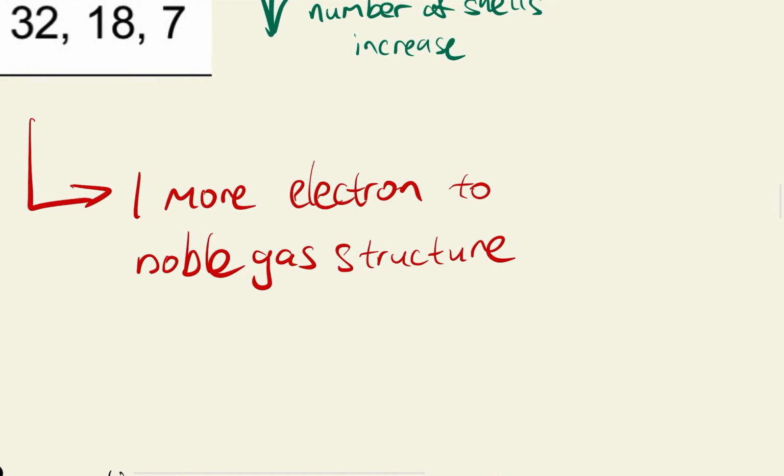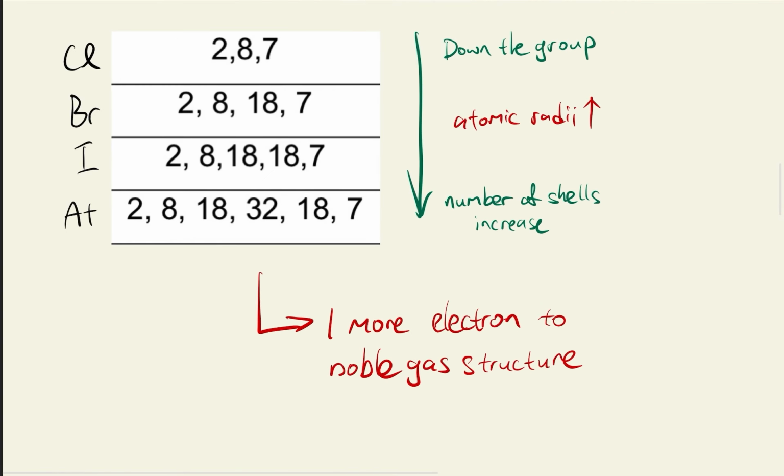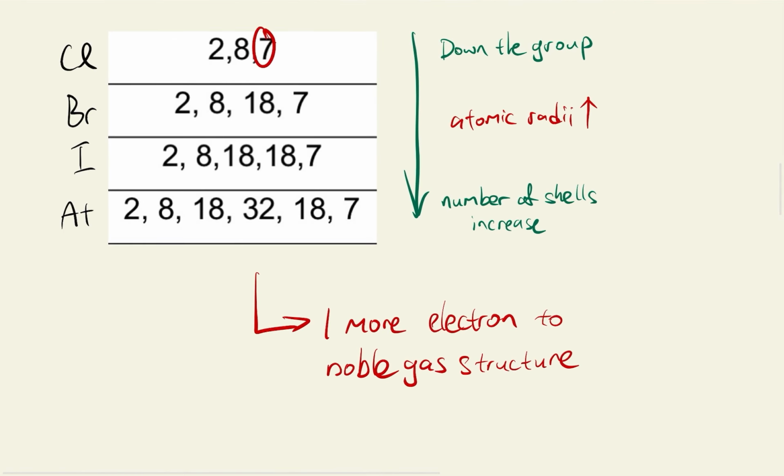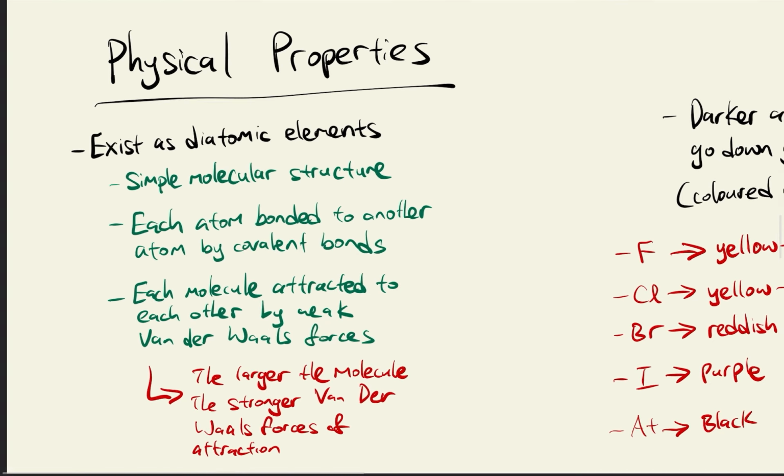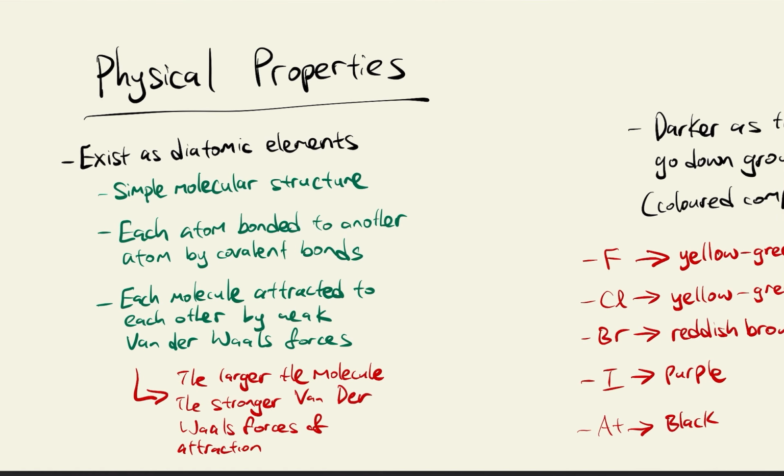Now another thing to take note of is that, by looking at the structure over here, each of them is just 1 valence electron away from attaining a noble gas structure. Alright, so let's talk about the physical properties of halogens here.